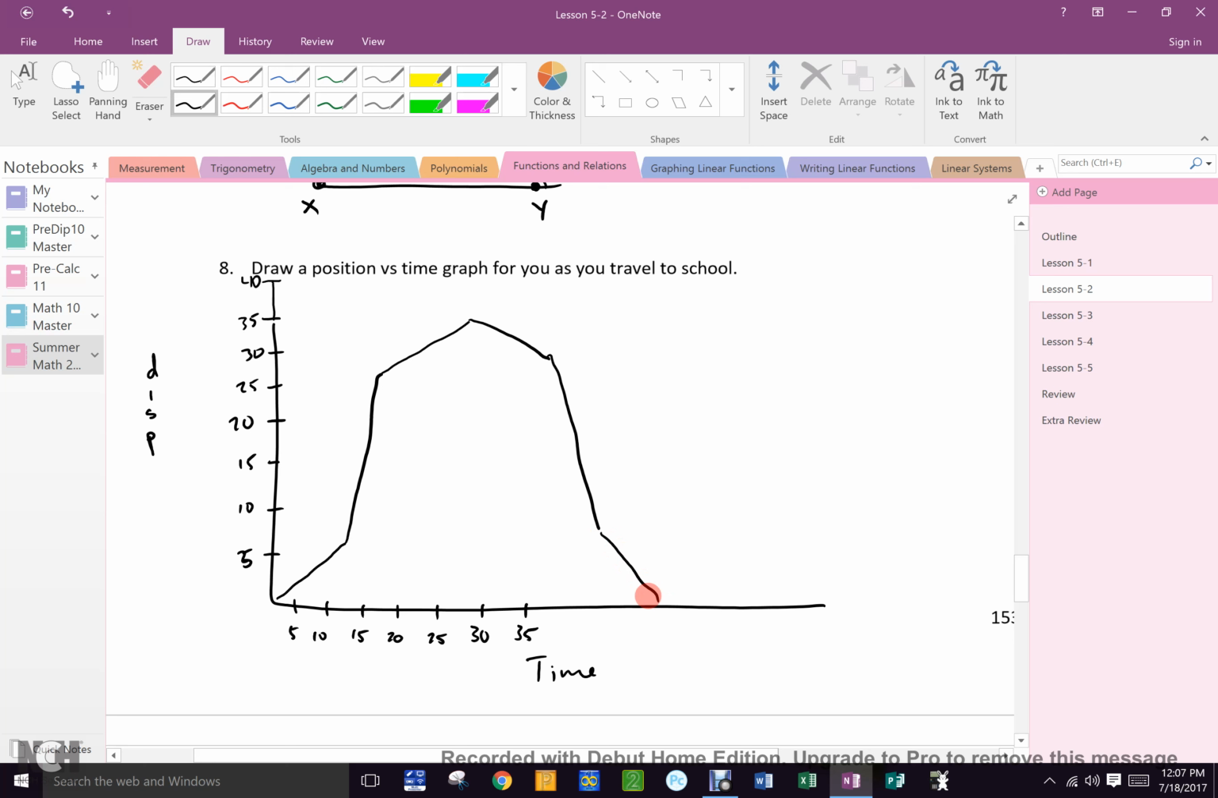What if it's distance? This is displacement. If it's distance, this would keep going at that same level, then get super steep, and then go flat again as I get closer to home. Everybody got graphing?